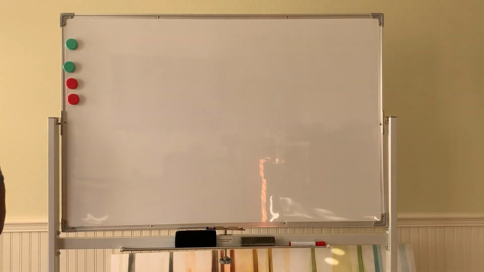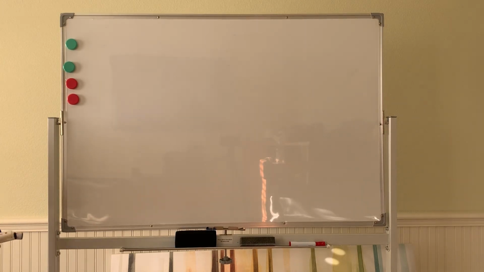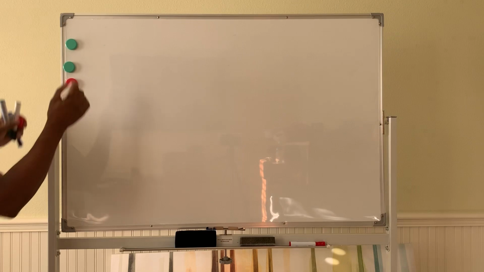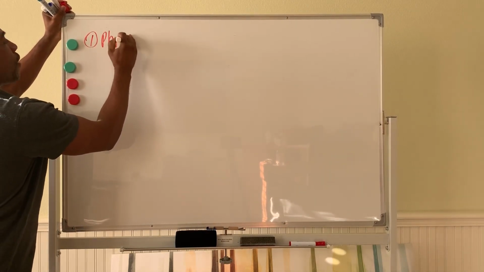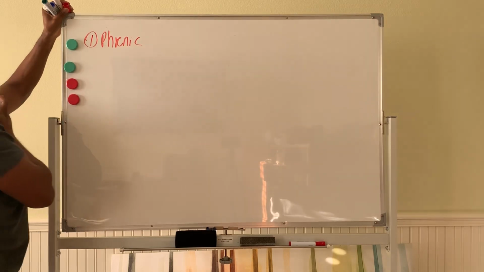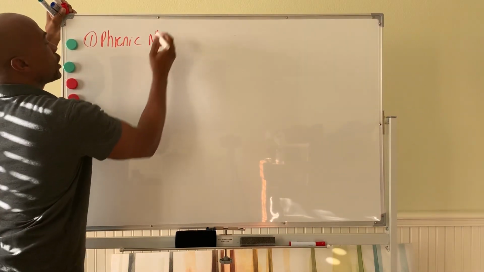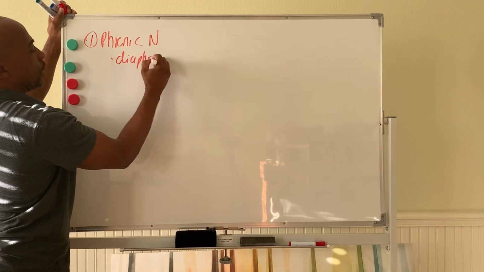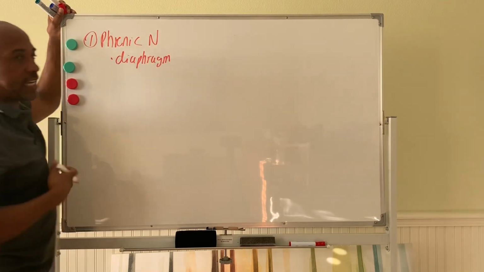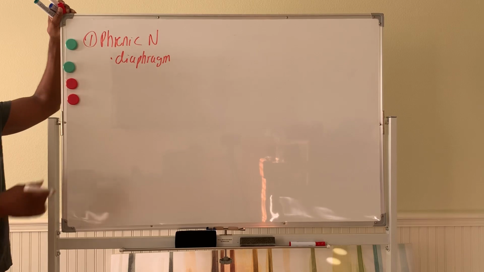So we're going to briefly discuss around 13 spinal nerves. Let's begin with the spinal nerve called the phrenic nerve. This phrenic nerve is the nerve that controls your diaphragm. So for breathing, you need this nerve to control the muscle of the diaphragm to go up and down.